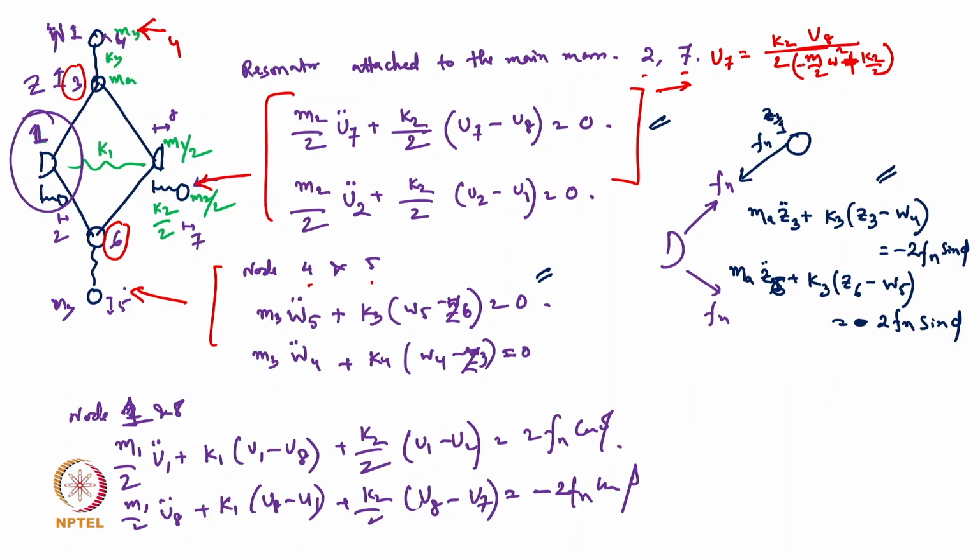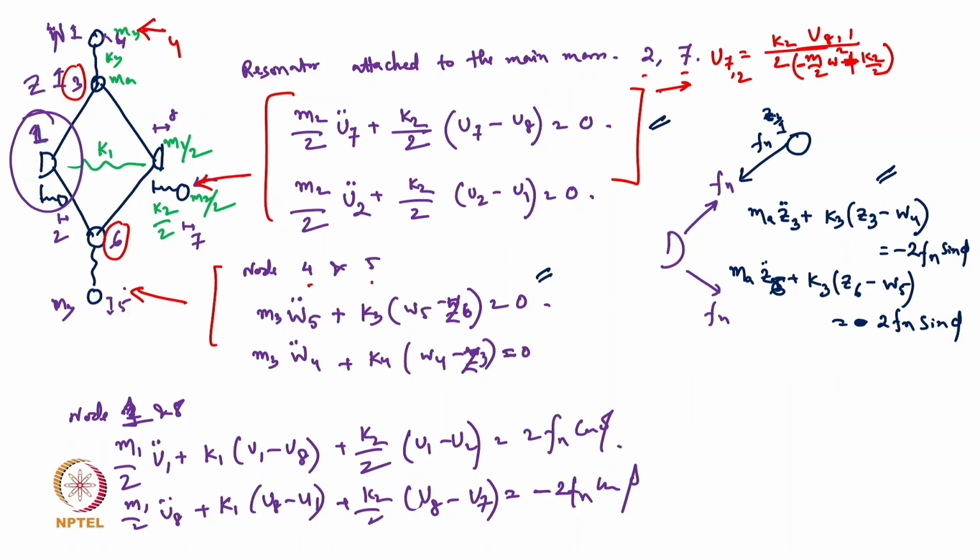I think they were wrong. Okay, we can get it like that. So my u7 can be written in terms of u8, and similarly u2 can also be written in terms of u1. So u7 or u2 we are able to write in terms of u8 and u1.